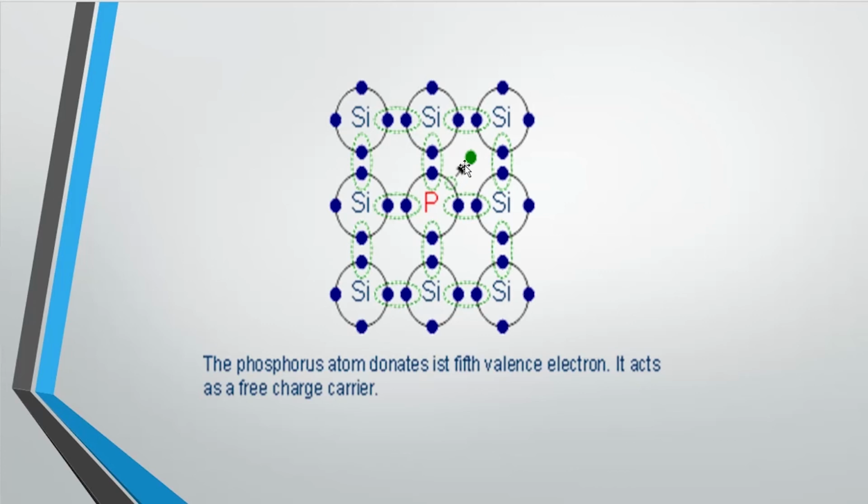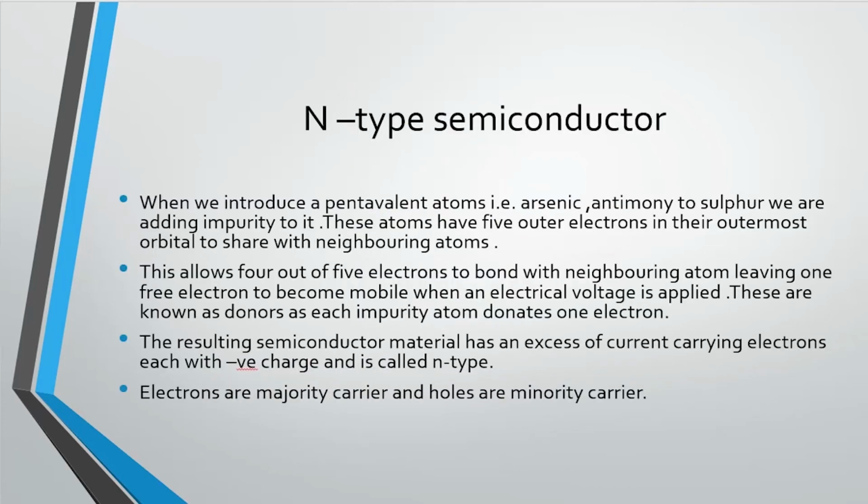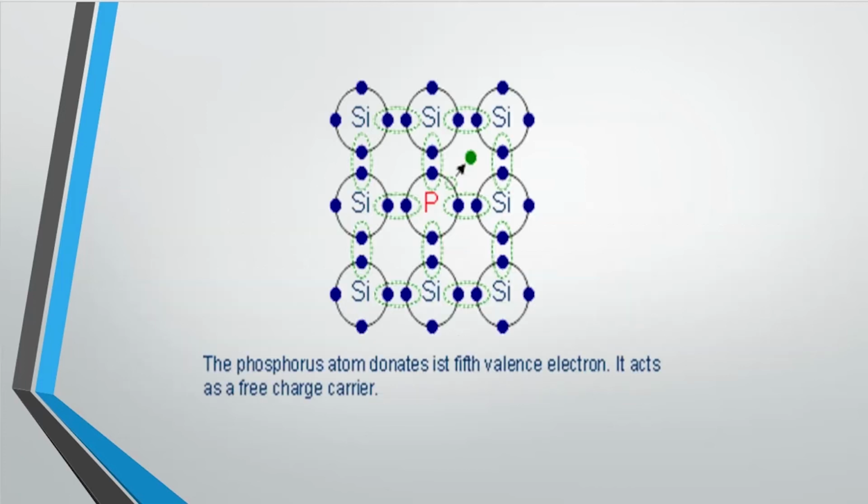So what will this free electron do? Due to this free electron, there is a flow. They allow 4 out of 5 electrons to bond with the neighboring atom, leaving one free electron to become mobile. That's what is happening here.